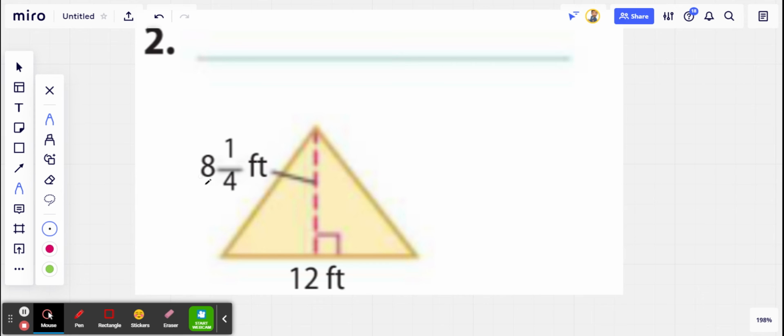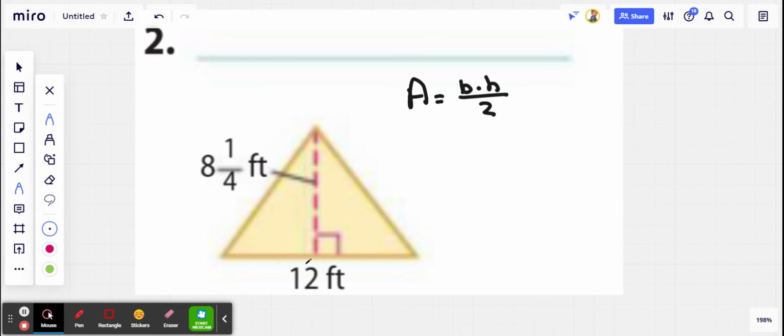Okay, all right, you notice this is a mixed number, 8 and 1/4, and this is 12 down here. So it's going to be the same thing, except this time we're not counting the units. They tell us what it actually is. So I'm just going to go ahead and look at our formula for area of a triangle, and it's base times height divided by 2.